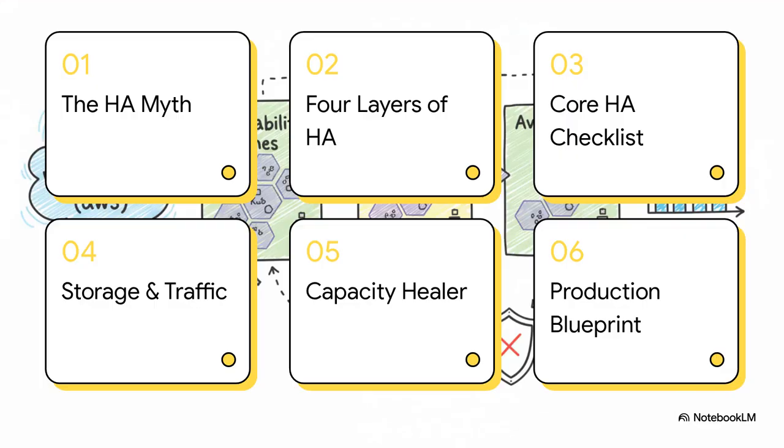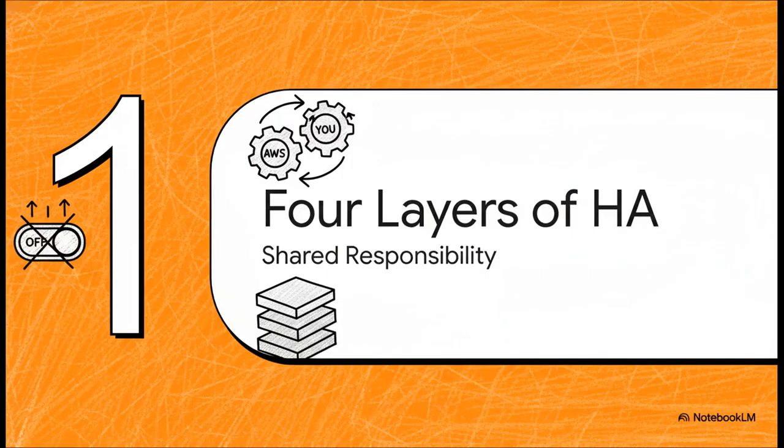Okay, so here's our game plan. We'll start by busting the HA myth and then break it all down into 4 distinct layers. We'll run through a non-negotiable checklist and tackle the places where things usually break, like storage. Then, I'll introduce you to a secret weapon for healing your capacity, and finally, we'll pull it all together into the ultimate production blueprint.